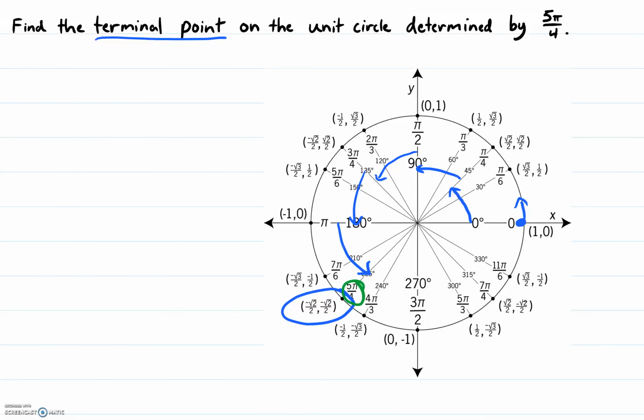You don't necessarily have to memorize it for this class, but it's a good thing to memorize, because in future classes, like calculus, you'll need to know what the sine of 5 pi over 4 is. So not only will you need to know how to find it, which is more what this problem was about, but you'll need to know what it actually is, the x and the y value of our terminal point. So that's all you have to do for this problem.